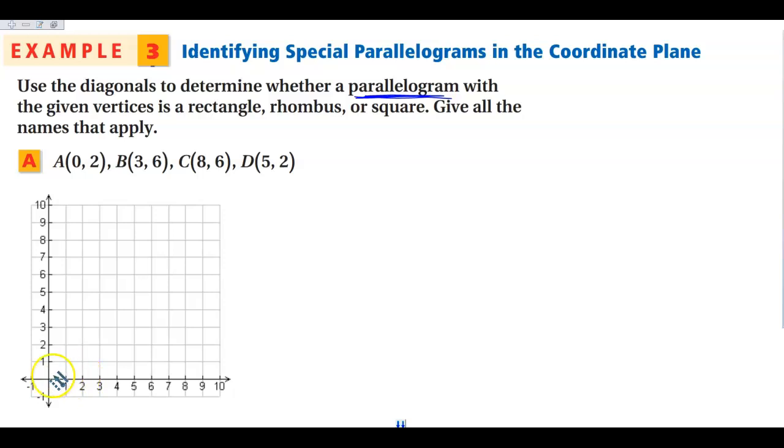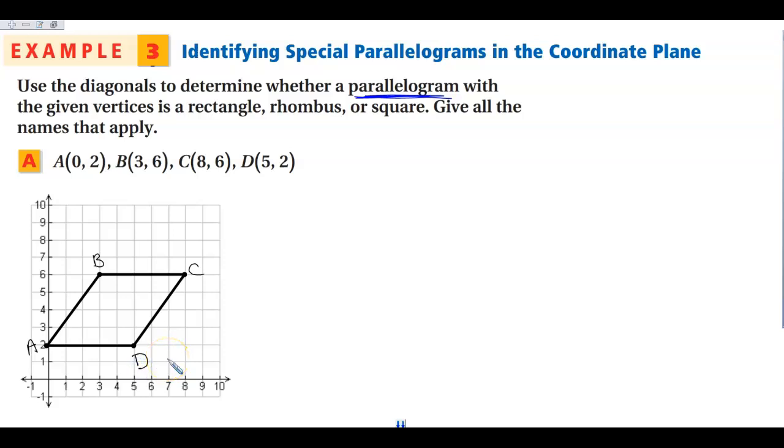I'm going to start at 0, 2 for point A. Actually, I'm going to up the size of my line here a little bit. Okay, so A is at 0, 2. B is at 3, 6. C is at 8, 6. D is at 5, 2, and then we finish our figure here. So this is A, B, C, and D.